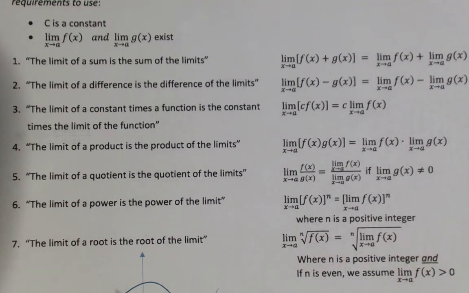And then the last one is the limit of the root is the root of the limit, which is saying that if I take the limit as x approaches a of the nth root of f of x, I could say that's equivalent to taking the nth root of whatever that limit is. So the nth root of the limit as x approaches a of f of x, where n is a positive integer. And if n is even, we assume that this limit is greater than 0, so that we're taking the limit of a positive. When we take the limit, we get a positive number out so that we can actually take the radical of it.